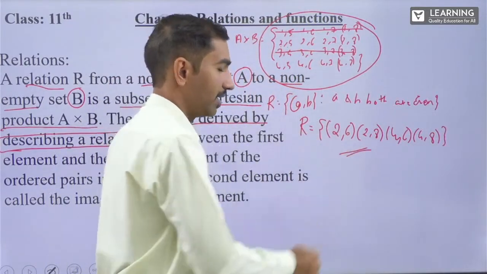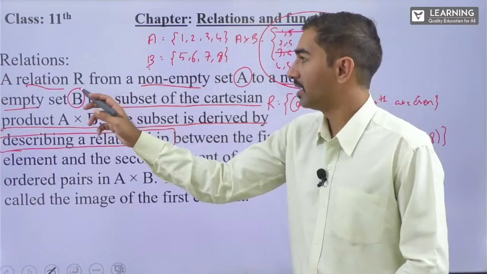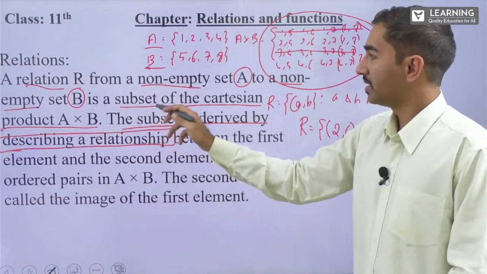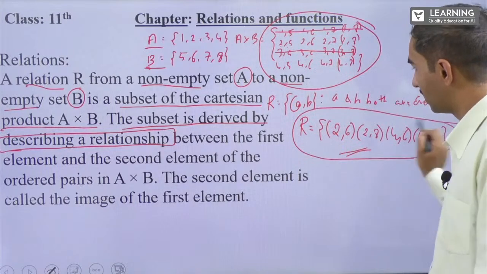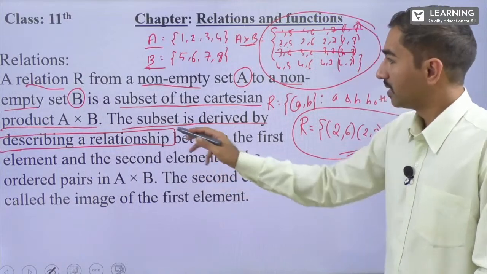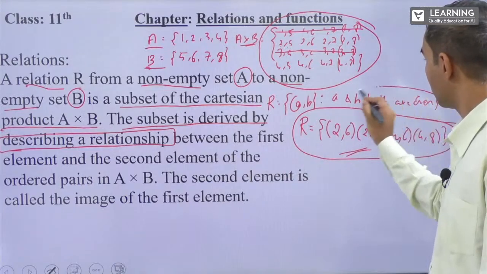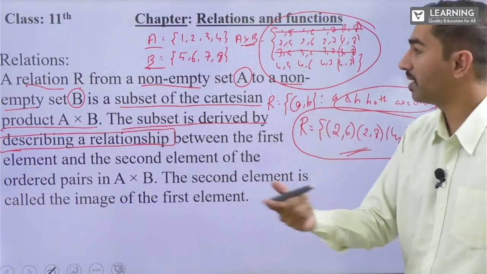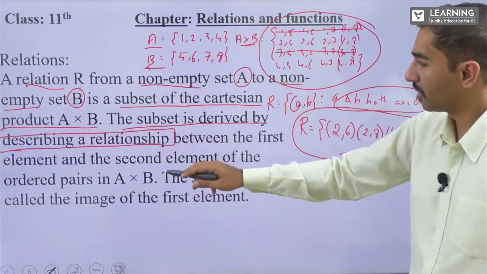Whatever we have derived here is called a relation. So basically what is a relation, students? Again, see the definition. A relation R from a non-empty set A to a non-empty set B is a subset of the Cartesian product A cross B. So the relation we have got here is a subset of the Cartesian product A cross B. The subset is derived by describing a relation. How did we describe it here? a and b both are even. So R is equal to (a, b) such that a and b both are even. That is how we describe the relationship between the first element and the second element of the ordered pairs in A cross B.